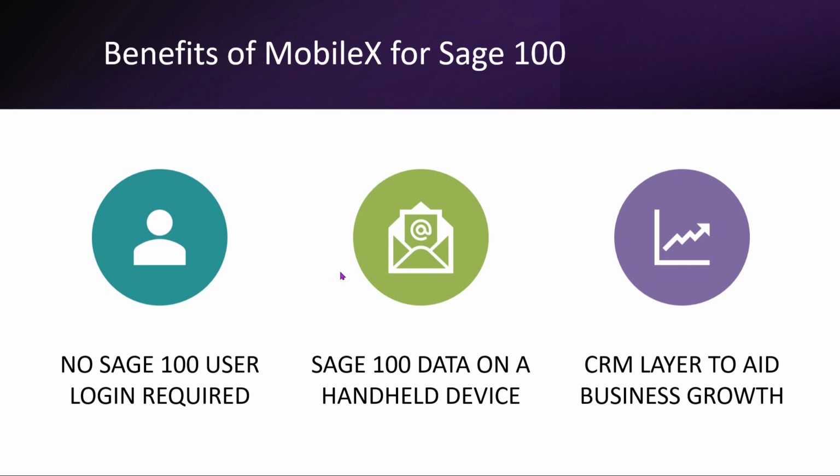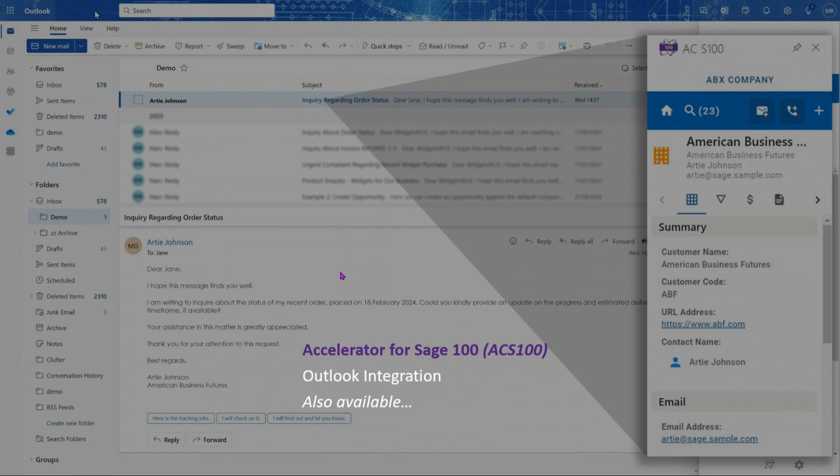All users of MX S100 will be able to view that data, and equally if they're using our second product, Accelerator for Sage 100, they will have access to that. I've mentioned it a few times, but just to clarify, Accelerator for Sage 100, ACS 100, is an Outlook integration. It's a similar layout to the app, except it's taking context from emails. In this scenario, it's an email from RT Johnson at American Business Futures. It's established the context based upon that email. All of the touch points, if any, saved against American Business Futures by somebody using MobileX for Sage 100 will also be visible here in their Outlook integration, and vice versa.